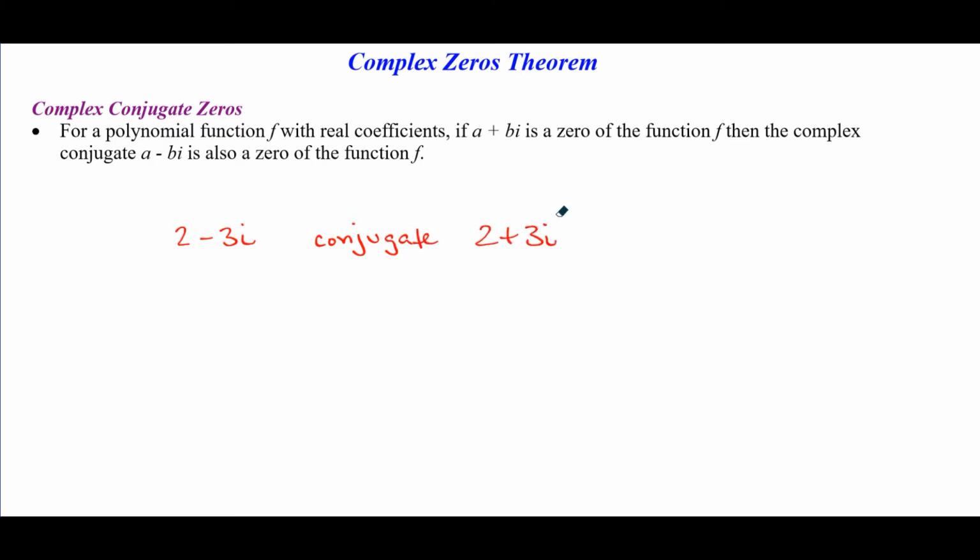So we always have to remember if we're given one complex zero, we automatically know that the complex conjugate is also a zero. A lot of times they will tell you one complex zero but not give you the conjugate, because you're supposed to know that.